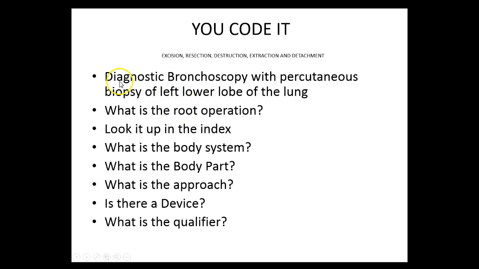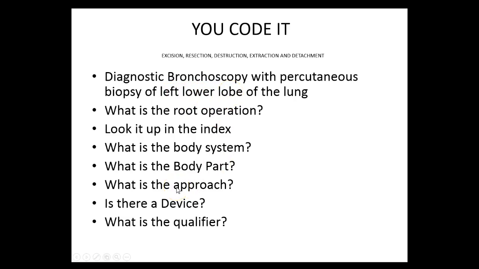All right, so let's look at a diagnostic bronchoscopy with percutaneous biopsy of the left lower lobe of the lung. So what's our root operation here? Okay, so what are we doing? We're doing a biopsy. So that means our root operation is excision. What is our body system? Our body system is going to be respiratory. We'll look at that in a minute. What is the body part? The body part is actually the left lower lobe of the lung.